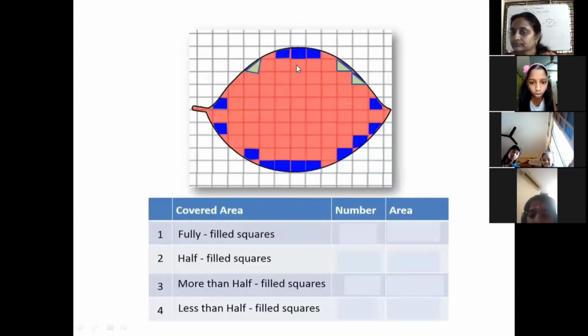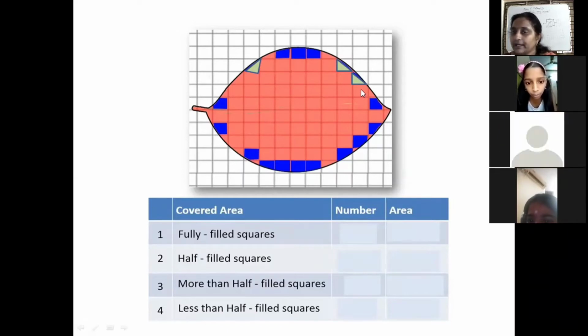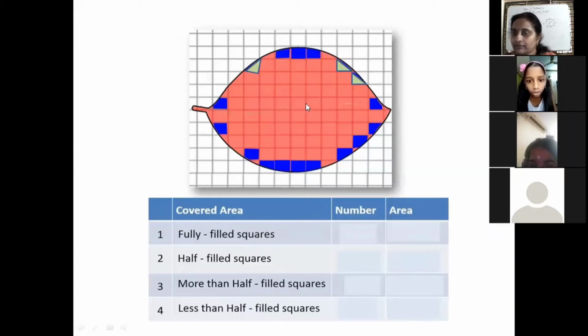1, 2, 3, 4, 5, 6, 7, 8, 9, 10, 11, 12, 13, 14, 15, 16, 17, 18, 19, 20, 21, 22, 23, 24, 25, 26, 27, 28, 29, 30, 31, 32, 33, 34, 35, 36, 37, 38, 39, 40, 41, 42, 43, 44, 45, 46, 47, 48, 49, 50, 51, 52, 53, 54, 55, 56, 57, 58, 59, 60, 61, 62, 63.